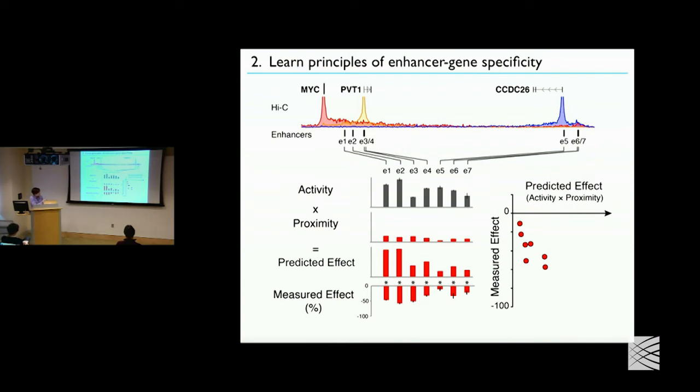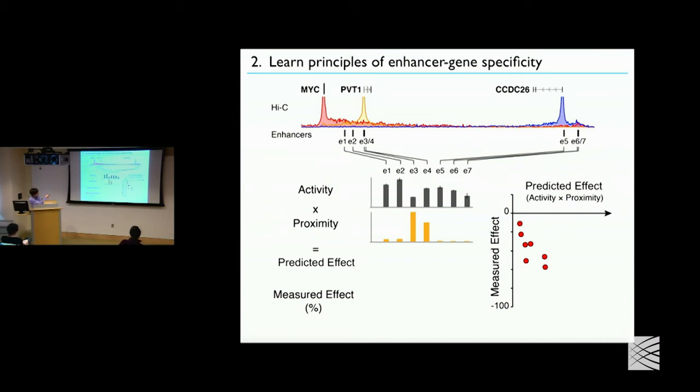Okay, so here's one gene. Now we're going to look at another gene in the region. PBT1 has sort of the same activity values because the enhancers are the same. We're going to look at the same set of 7 enhancers. We're going to pull out the proximity values.